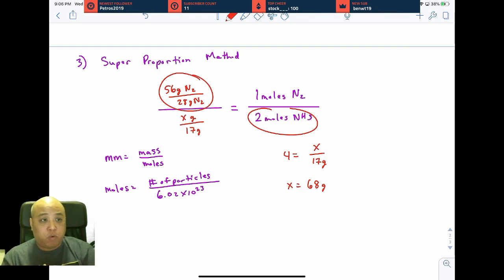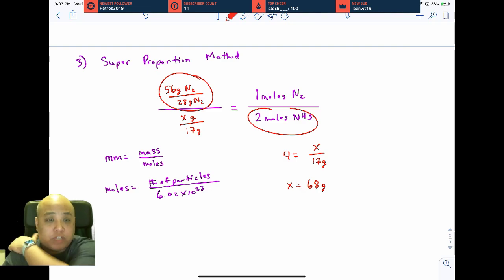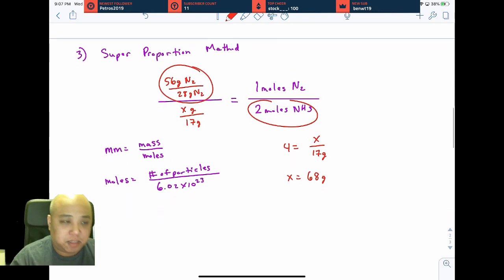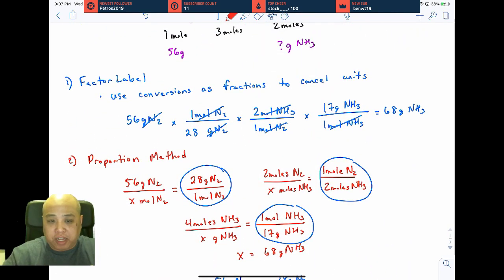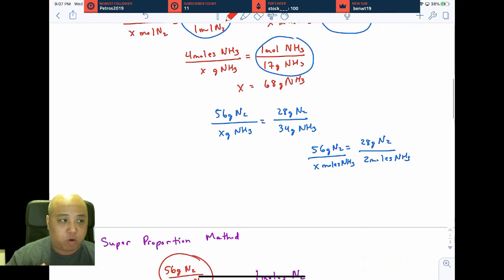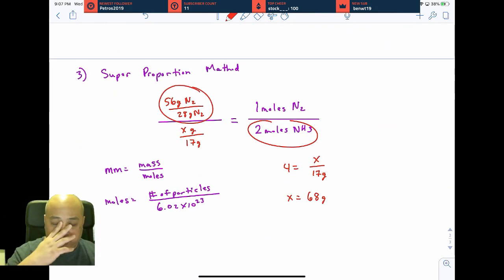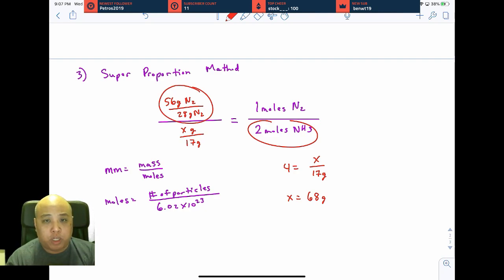And if you have questions about it and you want me to go over something that you kind of missed or you don't understand, please feel free to put it in the chat. And then say what you want me to go over, and I will do my best to go over that. But this is the most basic of stoichiometry. So using factor label, the small proportion method, or the super proportion method, all has their pros and cons. And figure out which one you feel is the most useful for you.